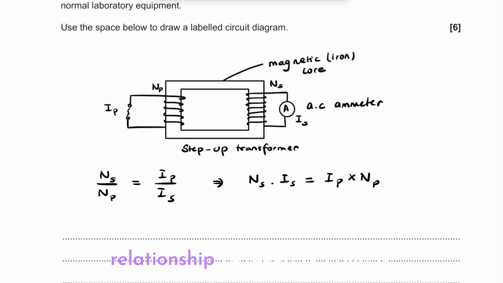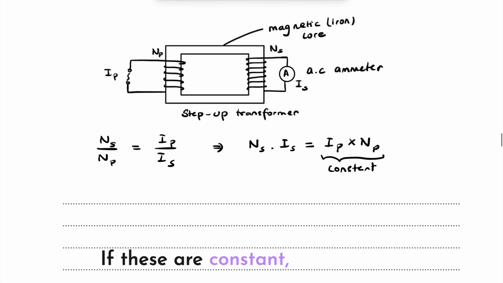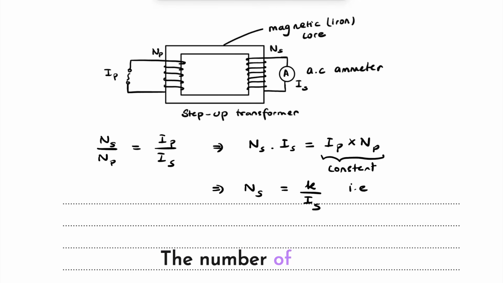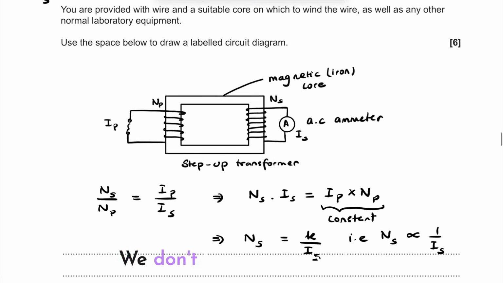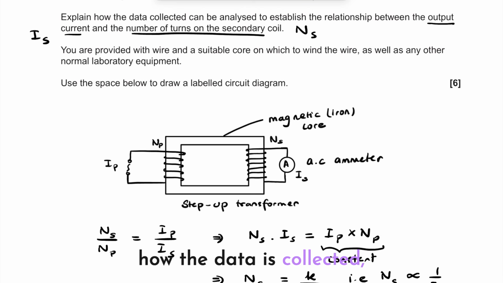We want to establish a relationship between NS and IS. Keep the initial current and the number of turns in the primary wire constant. If these are constant, then NS is equal to the constant divided by IS. The number of turns in the secondary coil is inversely proportional to the output current. We can prove this relationship by collecting appropriate data. We don't have to worry about how the data is collected, just how it can be analyzed.